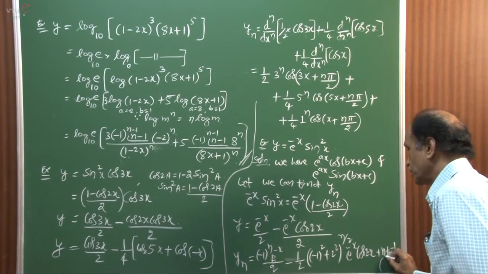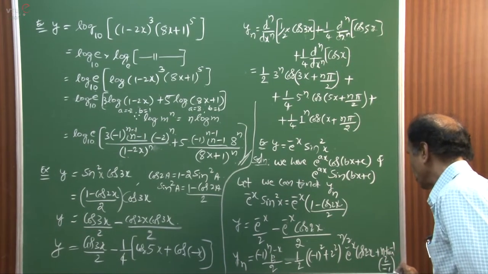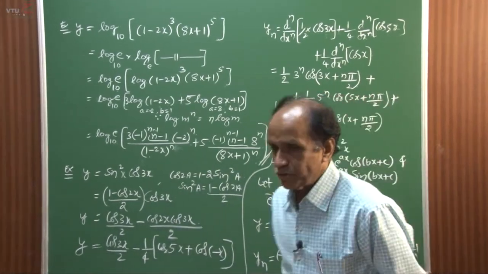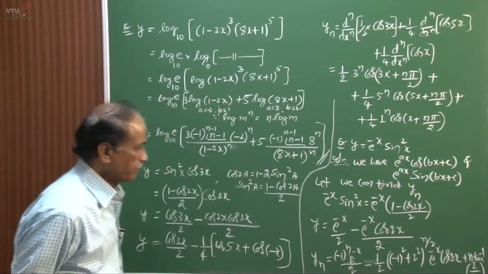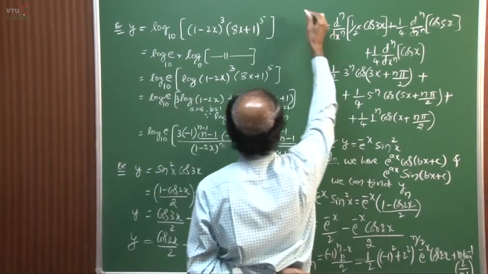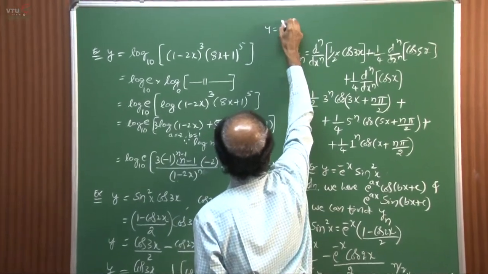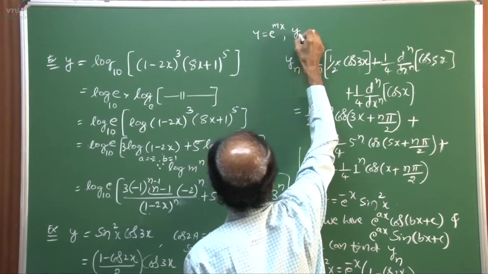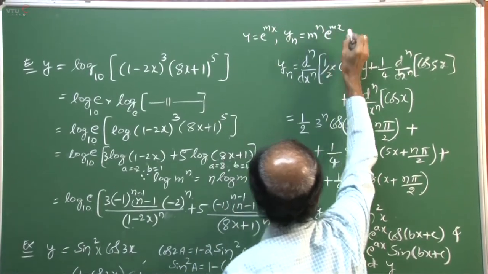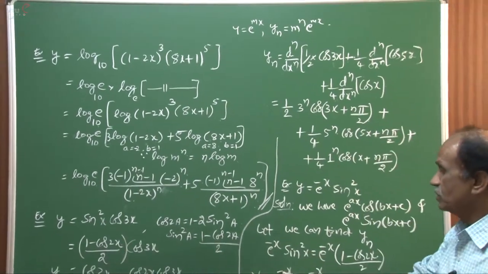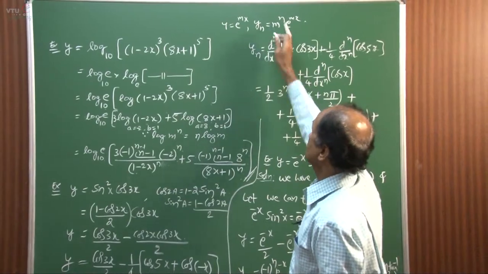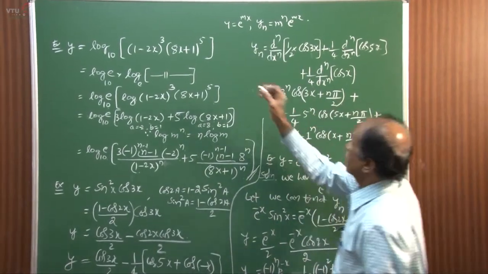Tan inverse of 2 divided by minus 1. So, this is the answer. Here you have to note that two formulas we have used. One formula, exponential term directly, goes like this: if y is e to the power mx, then yn is equal to m to the power n e to the power mx. But in this case m equal to minus 1. Therefore, minus 1 to the power n in place of m to the power n. This is the term we have used.